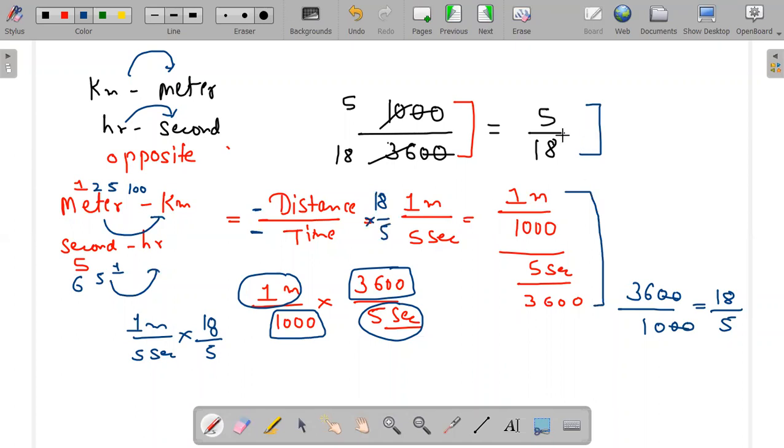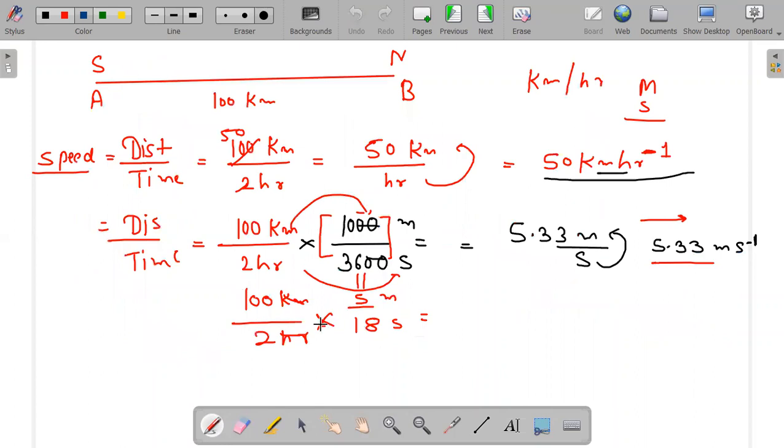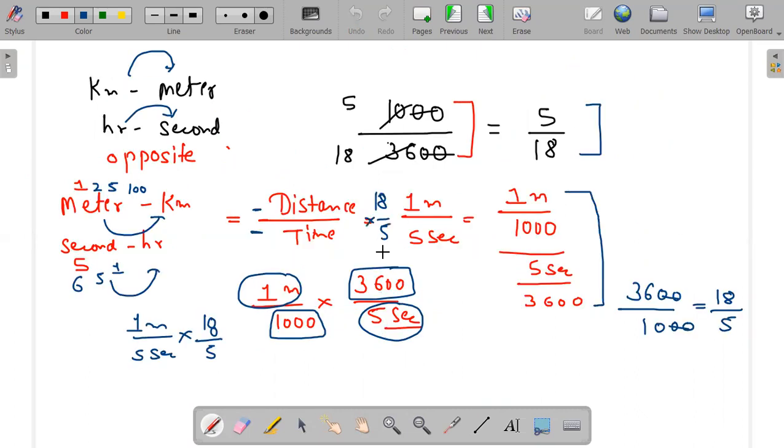You can see that in the first case I'm directly multiplying with 5 upon 18 because I have to convert kilometer into meter and hour into second. But in this case I am writing 18 upon 5 because I have to convert meter into kilometer and second into hour.